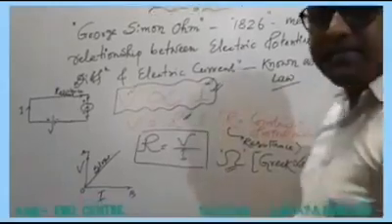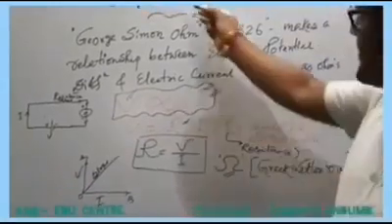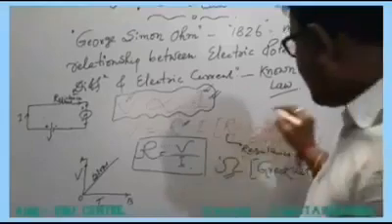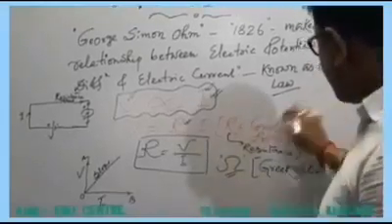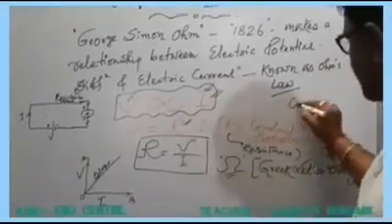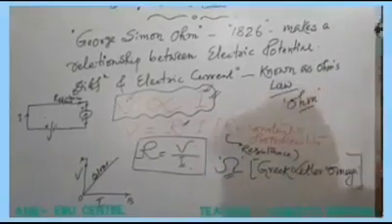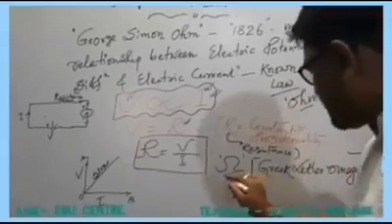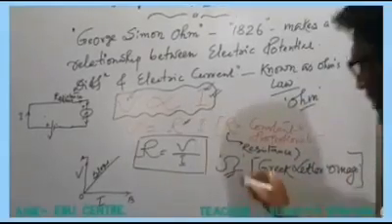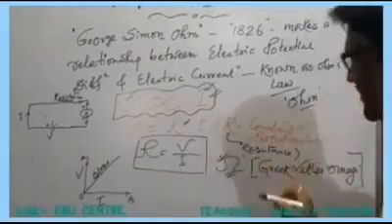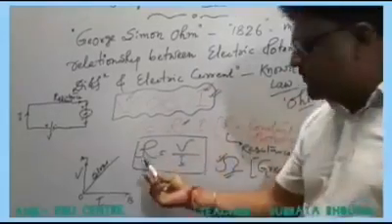Its name is omega. In honor of his name, the unit of electric resistance is ohm, O-H-M, and it is denoted with the Greek letter omega. So whenever you find this symbol, it is the unit symbol of resistance.